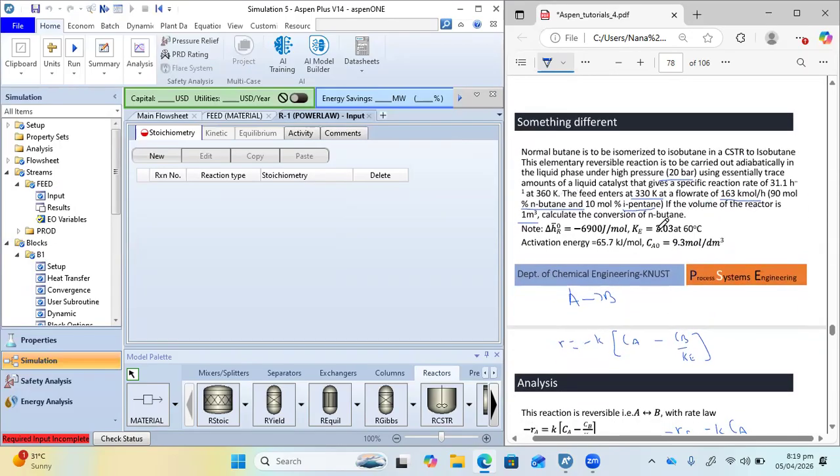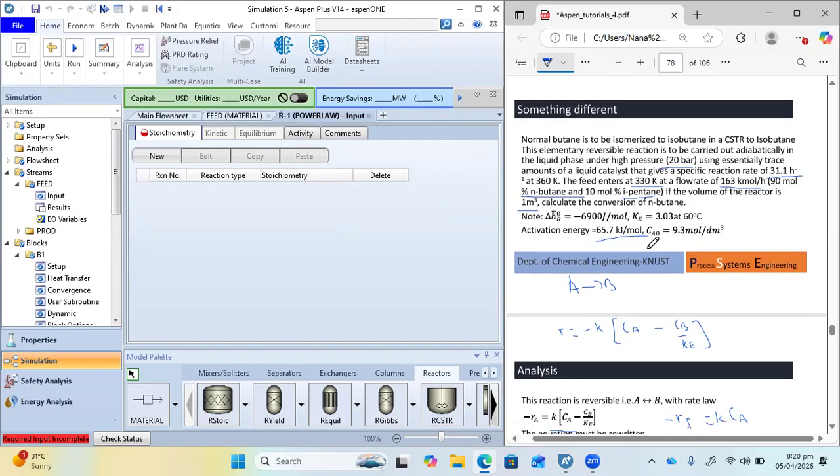It gave us the K, where is it? Where was it? I can't seem to find it anymore. It gave us the K, right, at 360 Kelvin. So we can work with it from there. And it gave us the activation energy as well.